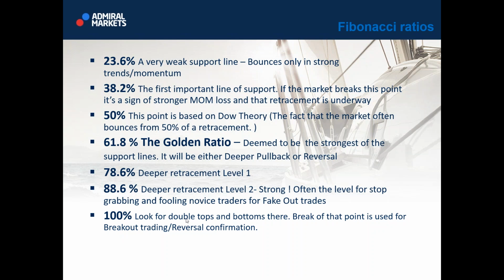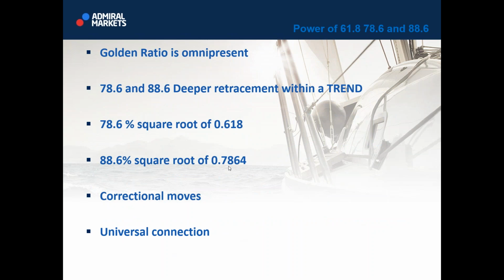At 100% you can look for double tops and bottoms, but break of that point is used for breakout trading or reversal confirmation. Okay, because 100% is never used in positional trading, at least how I do it. You can only spot double tops, double bottoms, and if it breaks, we can go with breakout trading. Golden ratio is omnipresent, guys. 78.6 and 88.6 are deeper retracements within a trend.